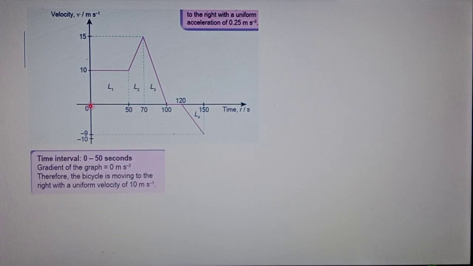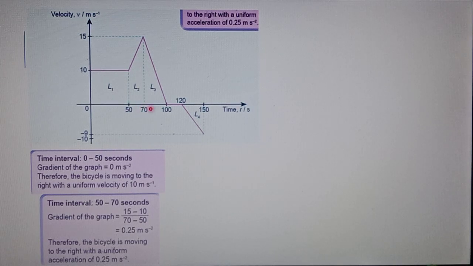Okay, we look at the time interval 0 to 50 because here there is no mention of point A, B, C or anything, so we refer to the time interval. Time interval 0 to 50 seconds from here. The gradient of the graph is 0 because it is a horizontal line. Gradient 0 means acceleration 0, or we can say the bicycle is moving to the right with a uniform velocity of 10 meters second negative 1. So it maintains 10 meters second negative 1 for 50 seconds.